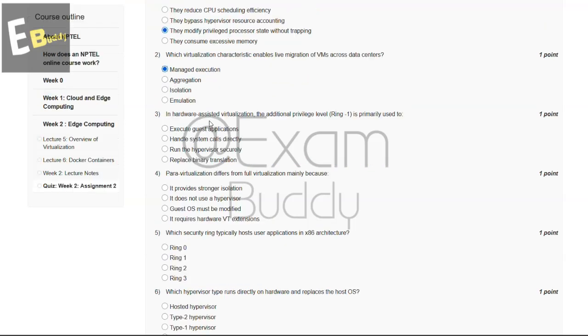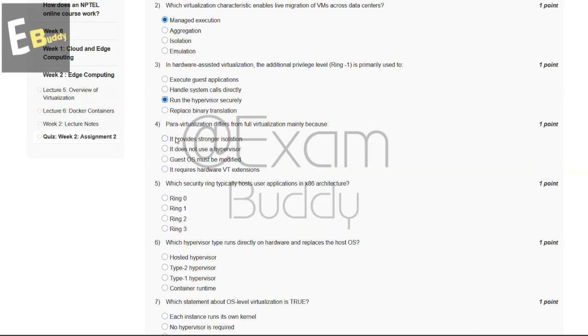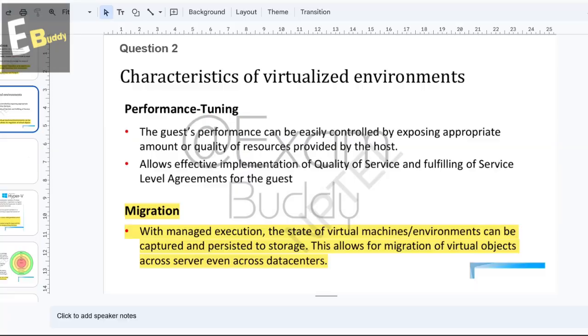In hardware assisted virtualization, the additional privilege level ring 1 is primarily used to, so these are the options. So the answer of our third question is C, run the hypervisor securely. And now let's go to our question number 4.